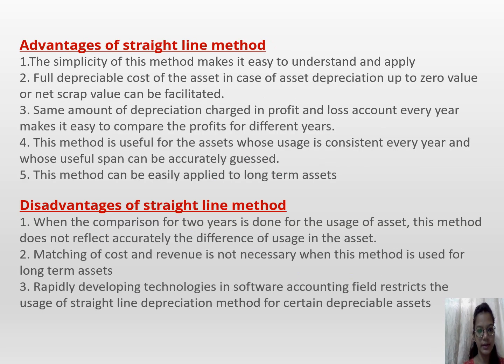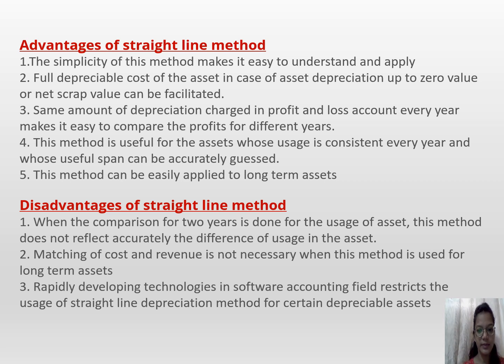Advantages of the straight line method. The simplicity of this method makes it easy to understand and apply. Full depreciable cost of the asset, in case of depreciation up to zero value or net scrap value, can be facilitated. The same amount of depreciation charged in the profit and loss account every year makes it easy to compare the profit for different years. This method is useful for assets whose usage is consistent every year and whose useful span can be accurately guessed. This method can be easily applied to long-term assets.